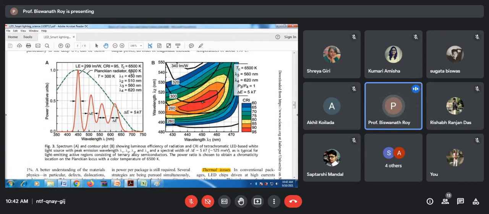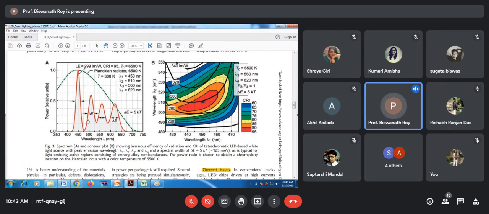Notice one thing, the Planckian radiator, I have said the other day, Planckian radiator is used as the reference thermal radiator, and CCT concept is developed on its emission properties, right? So this dotted line represents the continuous spectra at 6500 Kelvin.